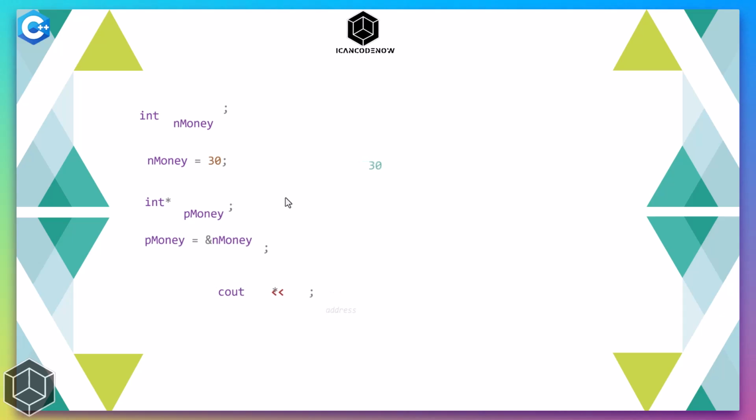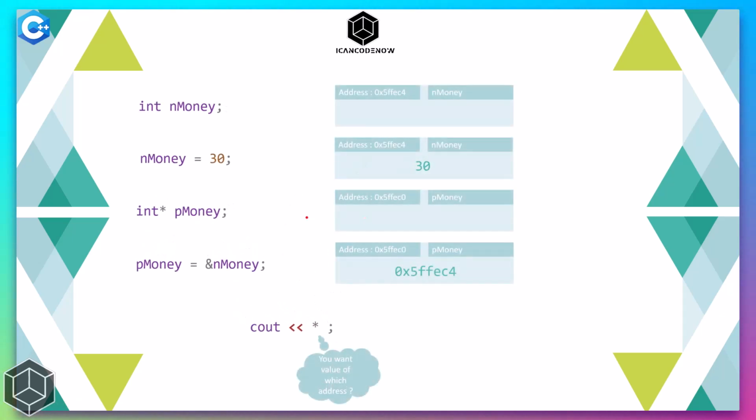Let me break this down further. When we write this line and this star, the compiler says, okay, you want to get some value, but of which address do you want to get the value? Then we tell it, okay, go to the address which this pointer is storing, right?